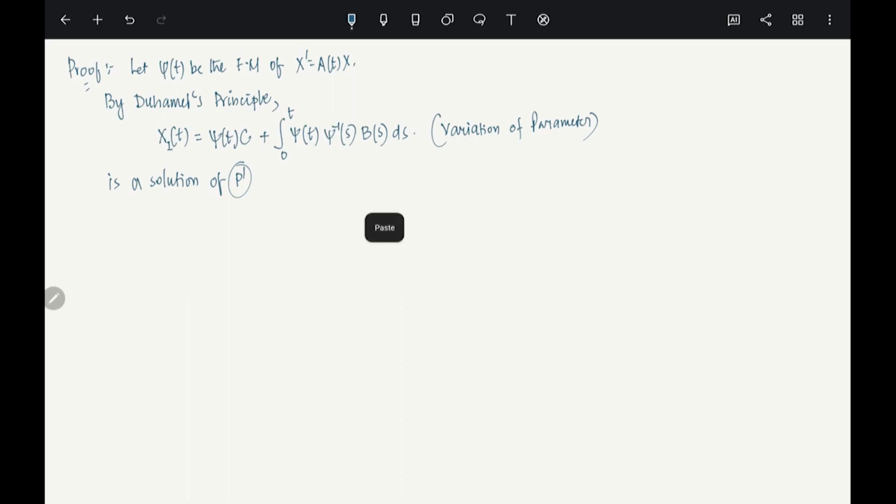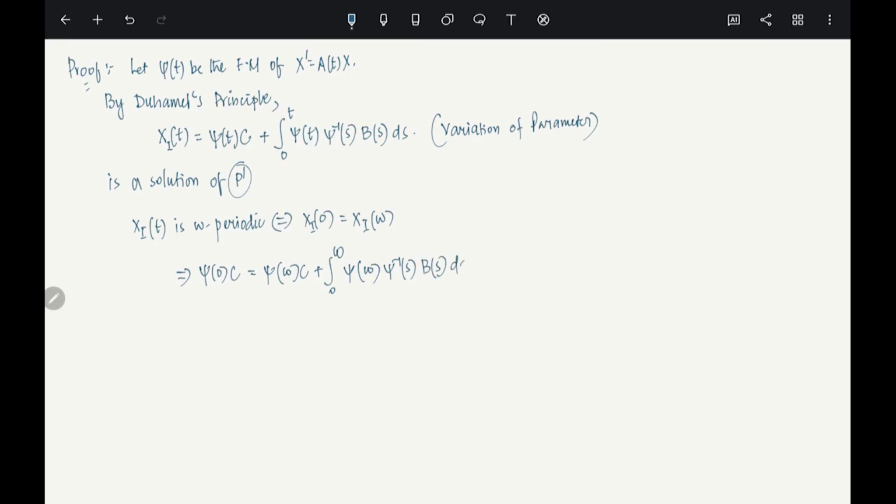Now see that if this xi of t is W periodic, when is this W periodic? That's the question. See, xi of t is W periodic if and only if xi at the point 0 equals xi at the point W. So what does that imply? That will imply that phi of 0 times c, because what is xi at the point 0? If you put 0, this term is not there. So this equals phi at the point W times c plus the integral from 0 to W of phi at the point W, phi inverse at the point s, b of s ds. That's what we are going to get.